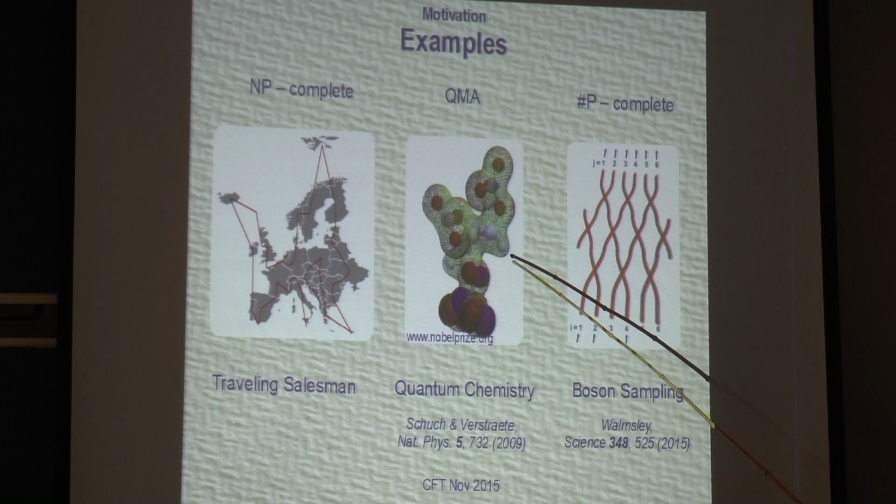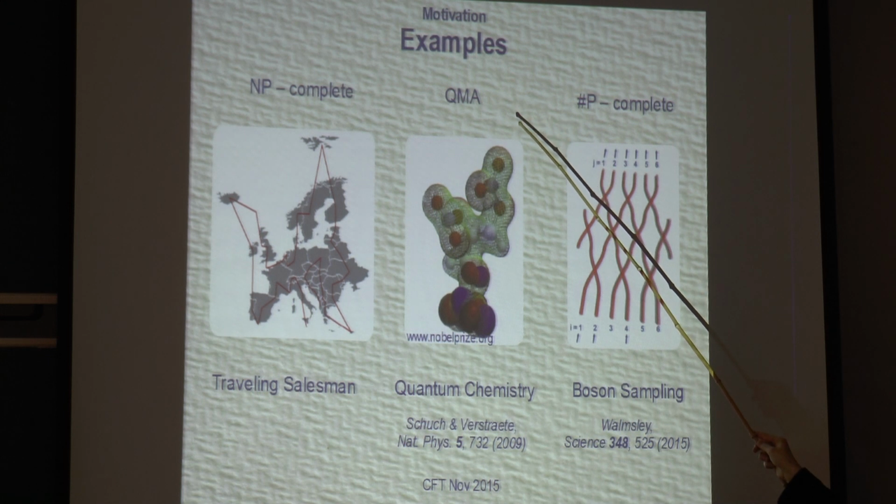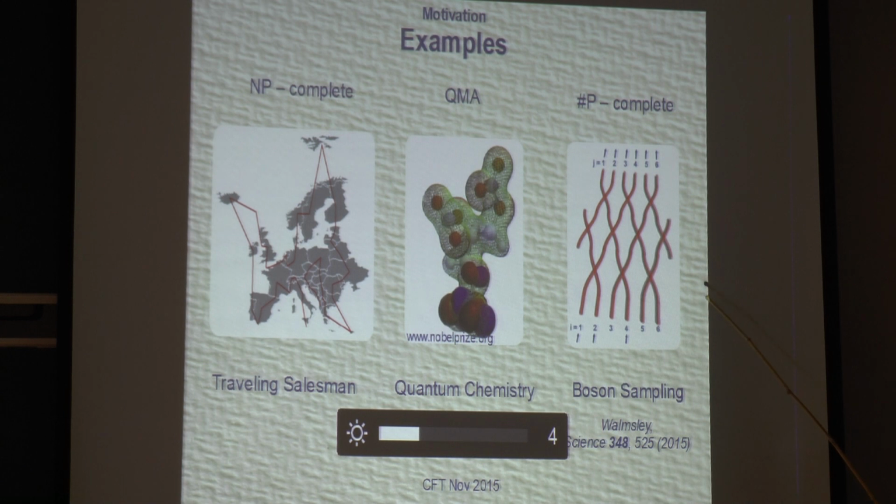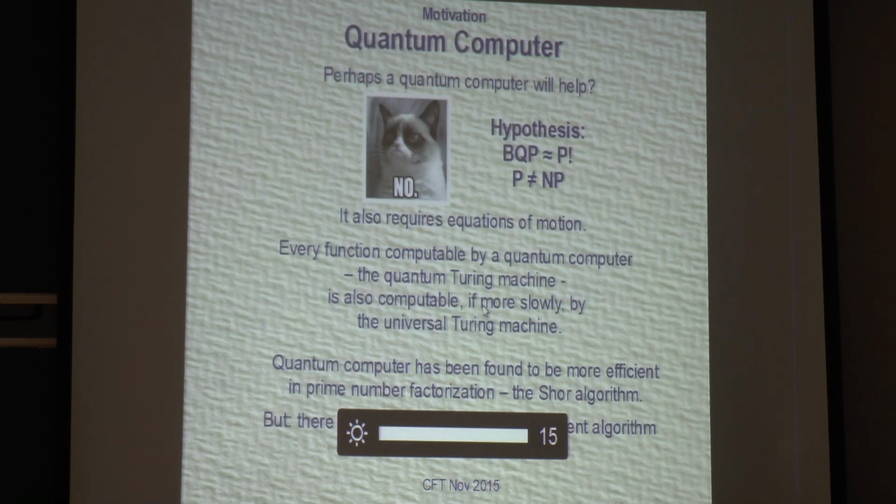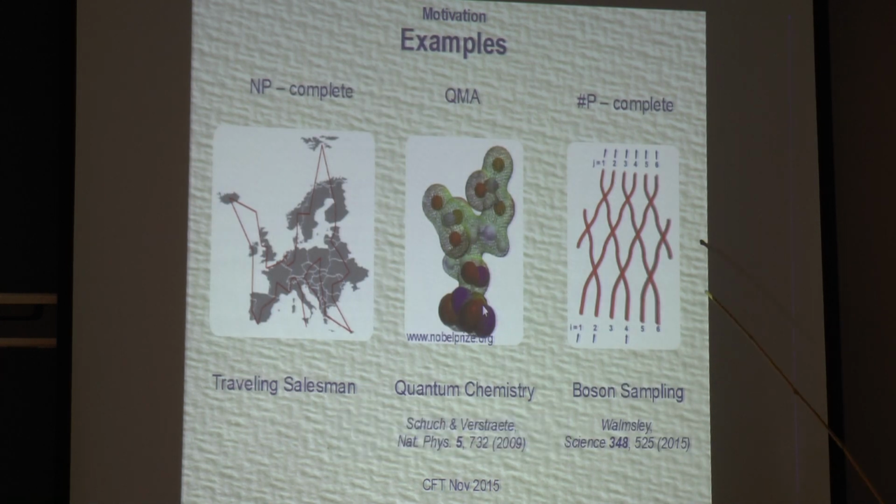Complex interacting many-body systems. For example, in quantum chemistry, we are seeking the ground state wave function of interacting electrons in complex molecules. This is the quantum Merlin-Arthur class of problems. Quantum interference, multi-particle, many-node. For example, the Boson Sampling problem. This is the class HP complete. Basically, these problems are intractable with any classical computer.